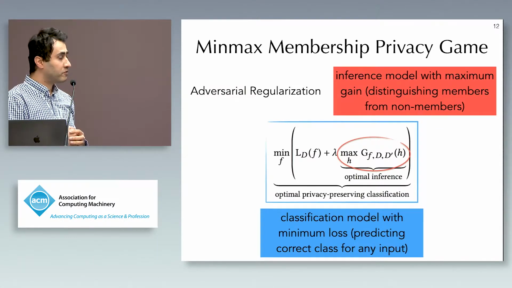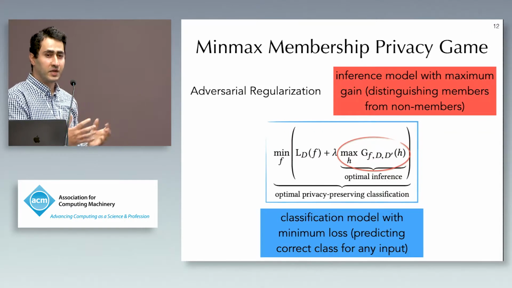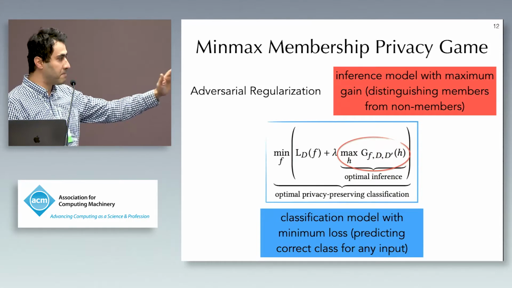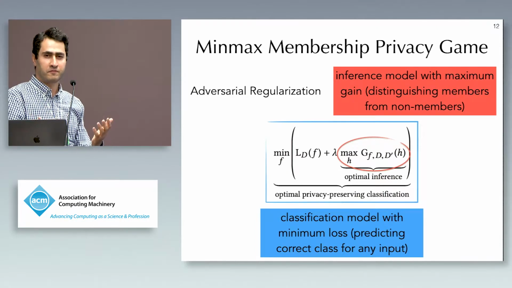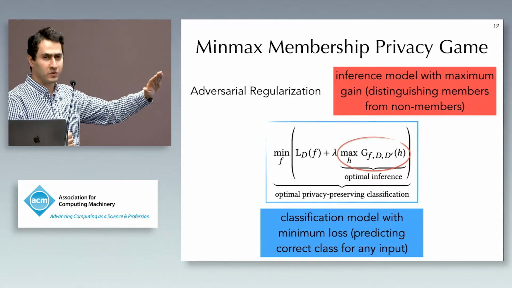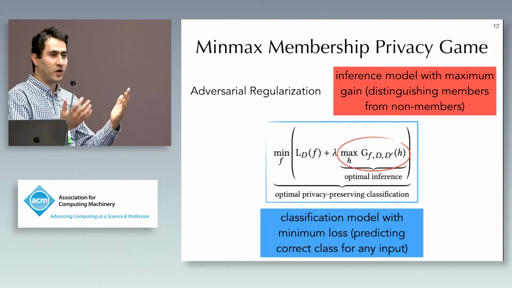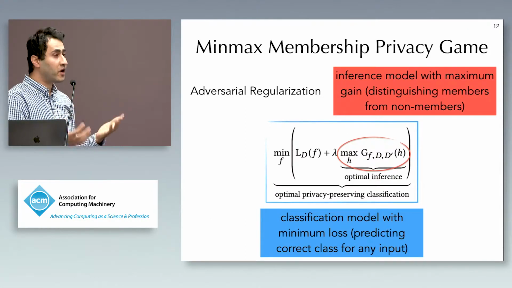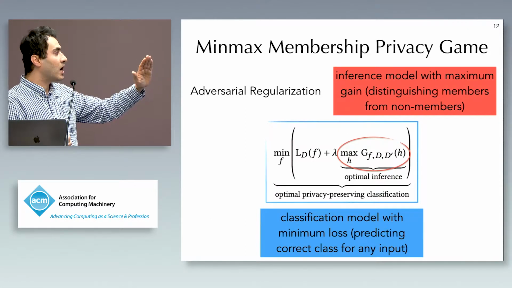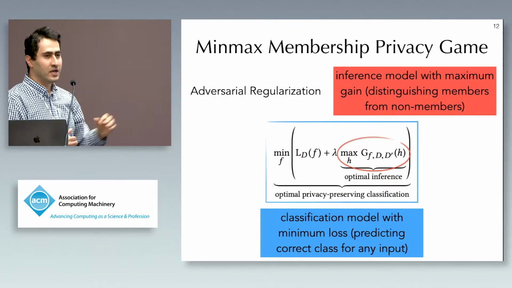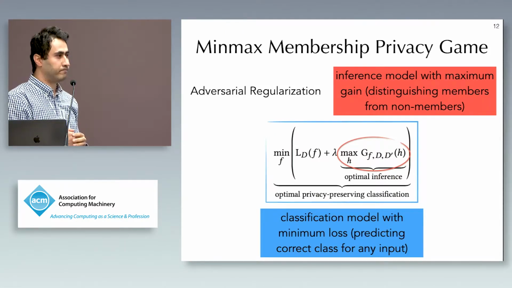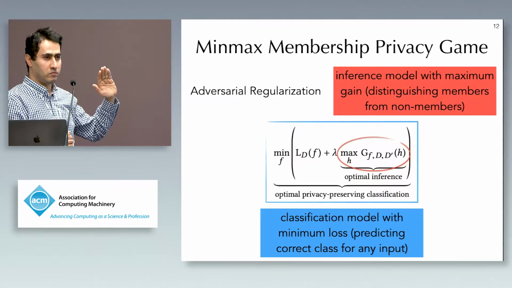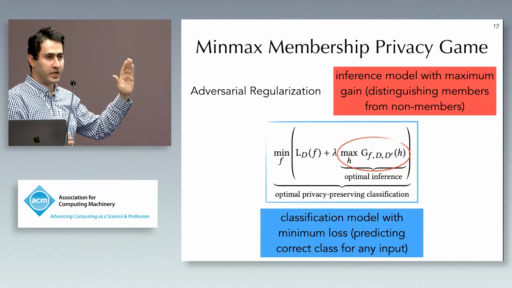This provides privacy because during the training, we're already considering the strongest possible adversary. We're using the maximum gain of the inference attacker as the regularizer, and therefore any adversary will be weaker than this. It also provides the best utility for a given inference attacker because we're finding the best machine learning model by minimizing the overall loss function of the classifier. So we maximize utility for a target privacy level.